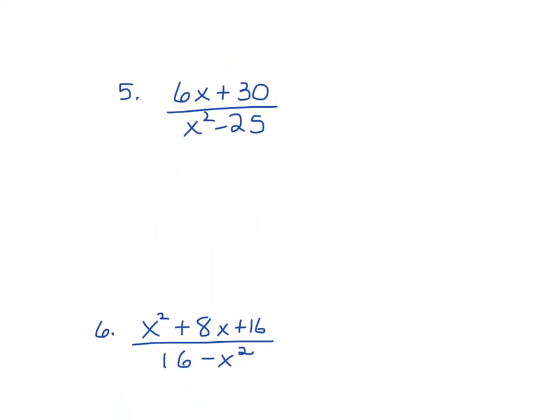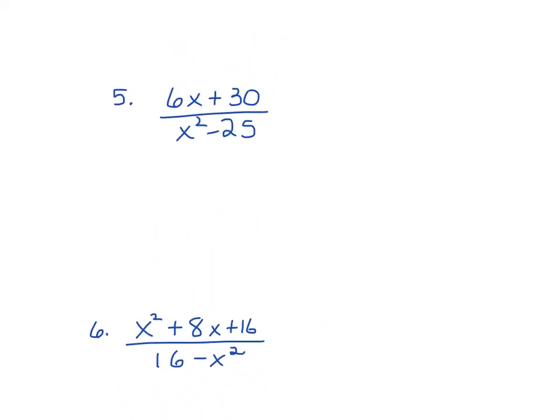Okay, number 5. What can I do here? I'm looking to factor some stuff. I've got to factor this one, both the numerator and the denominator. What can I do to my numerator to factor that? Perfect. What is it? 6. Excellent. So I'm going to pull out a GCF, and that's going to be 6. After I divide, I'm left with x plus 5.